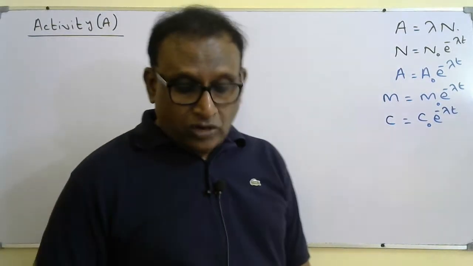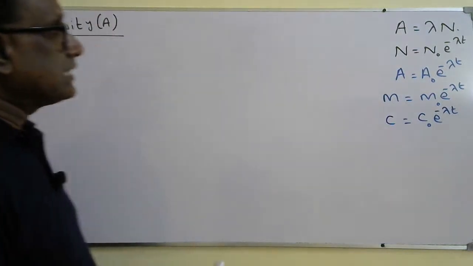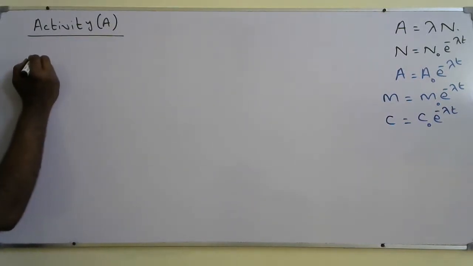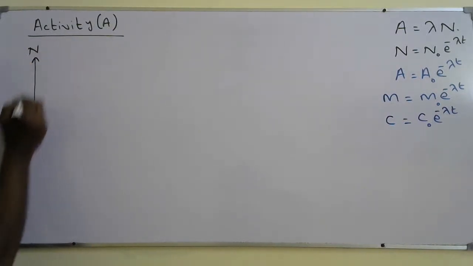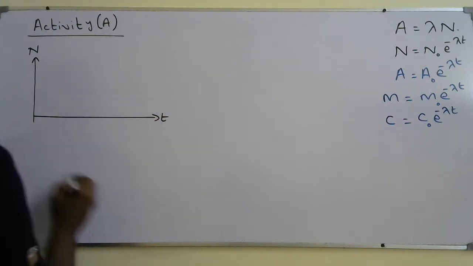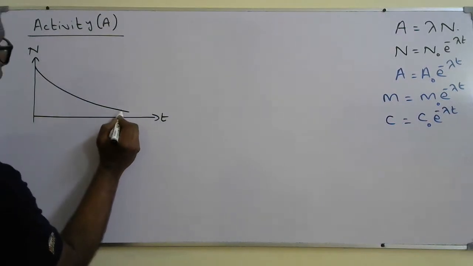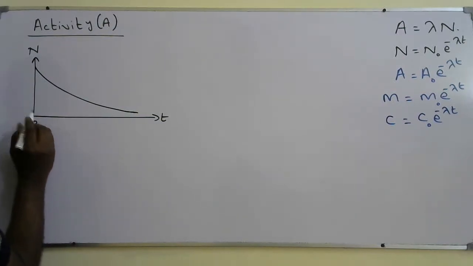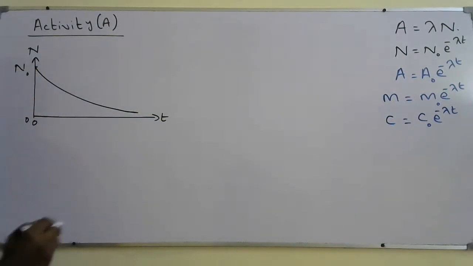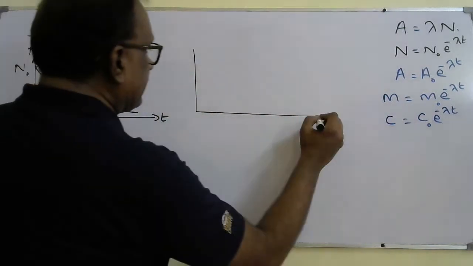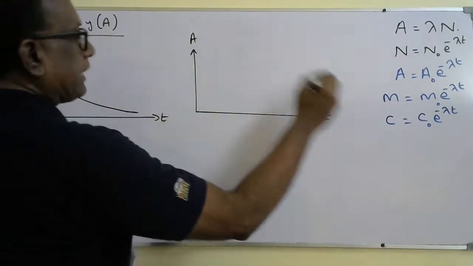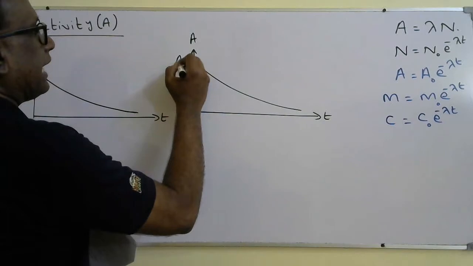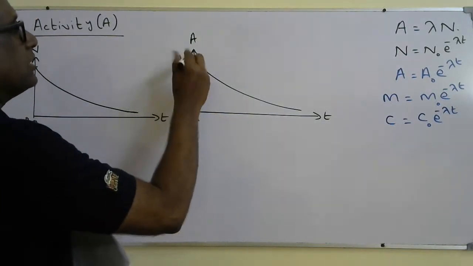Okay, so we can sketch graphs related to these equations. So n equals n naught e to the power minus lambda t, you know the shape is an exponential decay. With n on the y-axis and time on the x-axis, the graph will be this shape. It won't touch the x-axis theoretically. When t equals 0, the number of nuclei remaining is n naught. The same way, when we sketch a graph of activity against time, the graph will be the same shape. It will take exponential decay and won't touch the x-axis. Here this will be A naught, the activity when t equals 0.